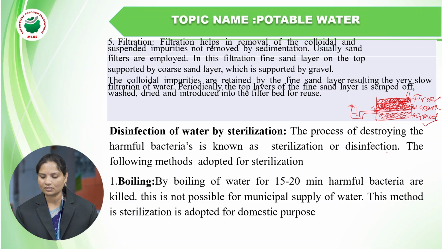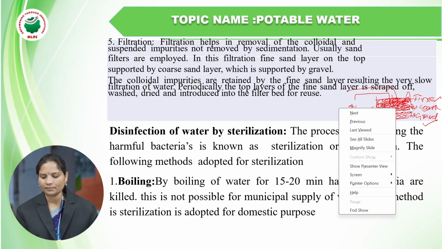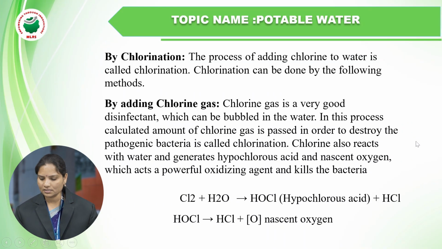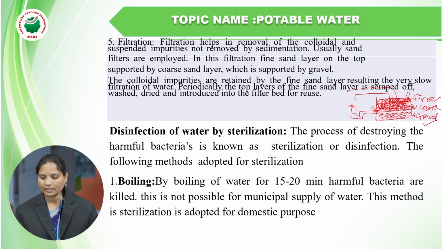There are three types of layers. When the hard water is passed through our first fine sand layer, some of the impurities can be eliminated. Then the water flows to the second layer, and then it goes to the third layer.